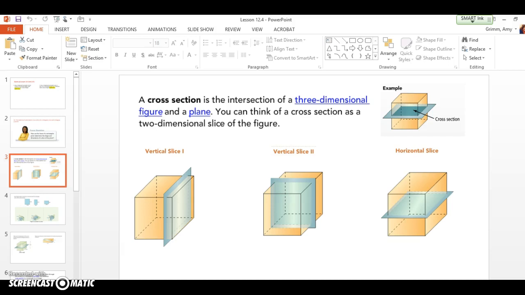I always remember horizontal is like the horizon. You guys know what the horizon is? No. What's the horizon? It's like where the sun comes up, right? So the horizon's always like this. That's how I remember horizontal. So that's going to be a horizontal slice.